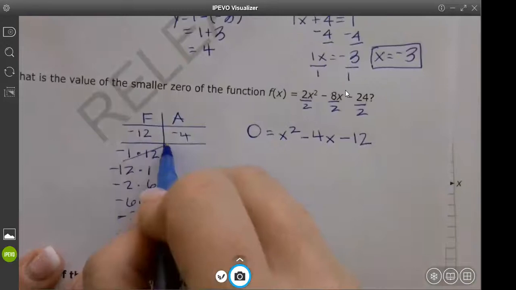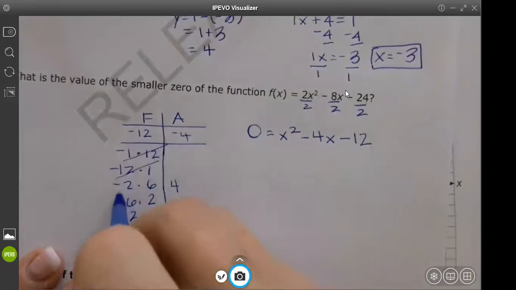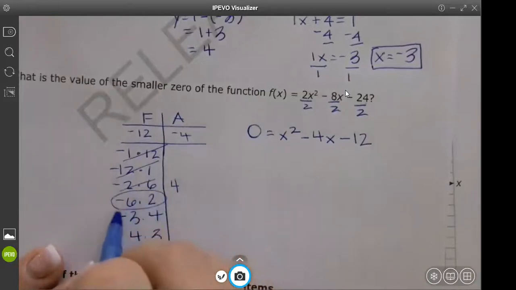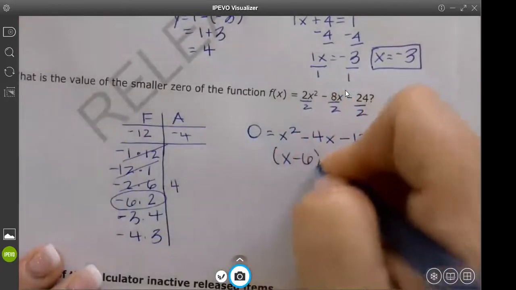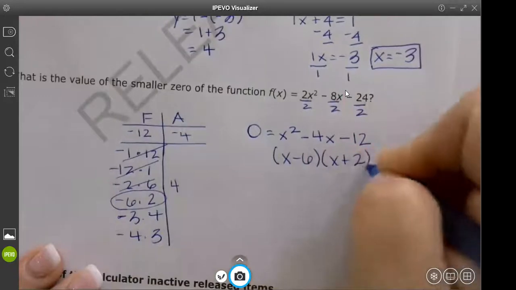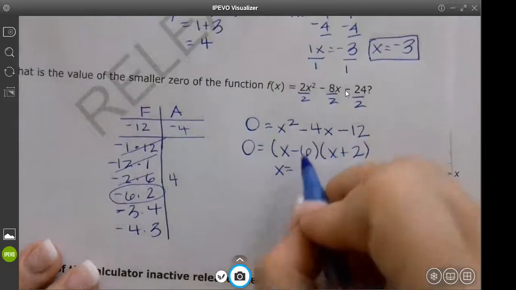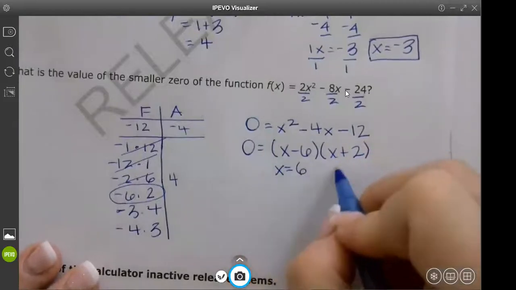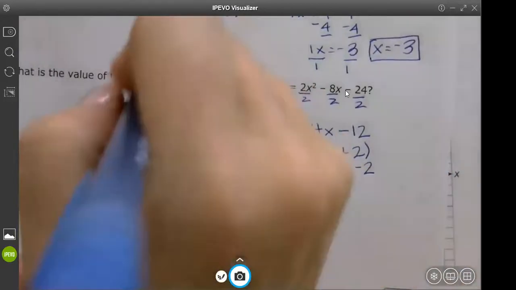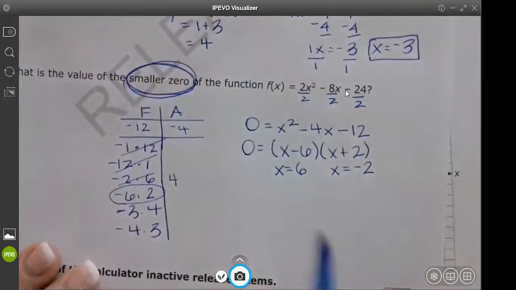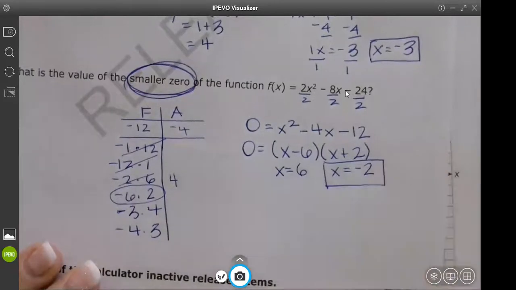These don't add to -4. These don't add to -4. These add to +4. So these will be my 2 factors. Okay. I'm going to have x and a -6, x and a +2. And then what are my 2 answers? The -6 gives me a +6, and the +2 gives me -2. It wants the smaller 0. So which one's smaller, 6 or -2? That's the one it wants.